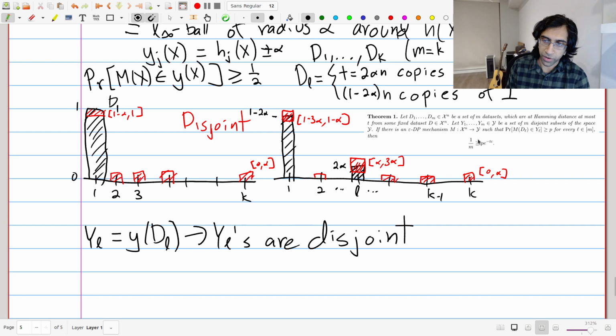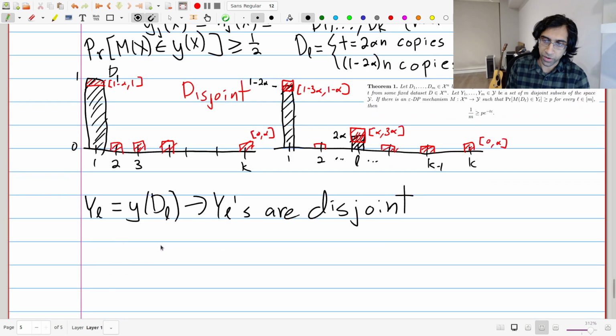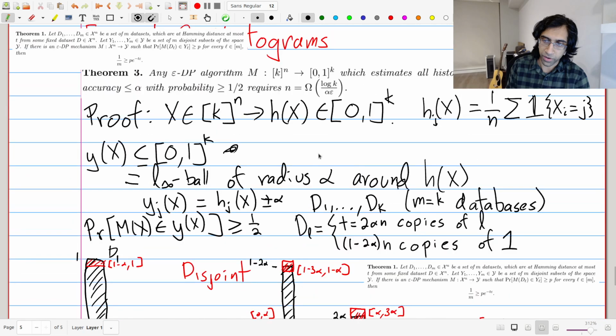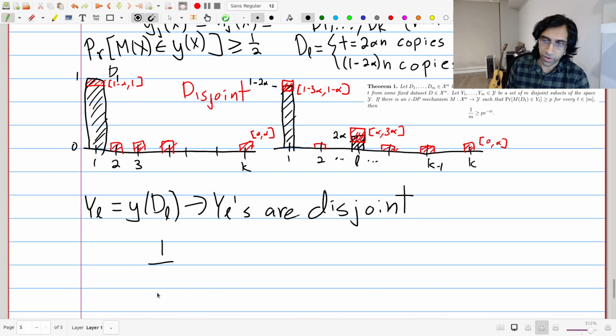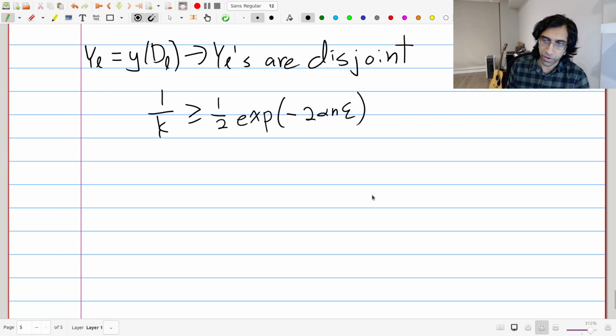So let's see what type of guarantee we got. M was equal to K. We had K different databases. So 1 over K is greater than or equal to, we set P to be 1/2 just because it doesn't matter too much for our settings, times exp of minus, now this time, note that we did something a little bit different. We set T not equal to N. Now we had a much smaller value of T. This is why we chose this very odd setting of T, but we set it to be equal to 2 times alpha N, and then times epsilon. So that's what we got here.